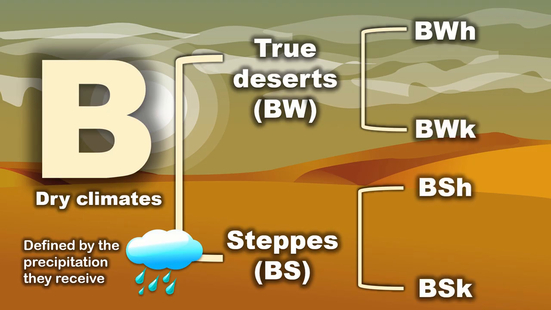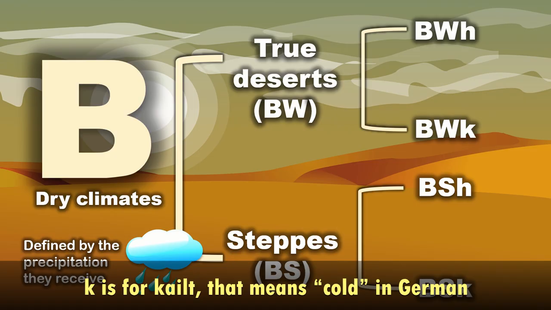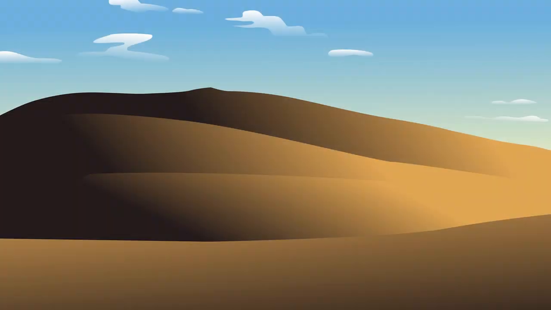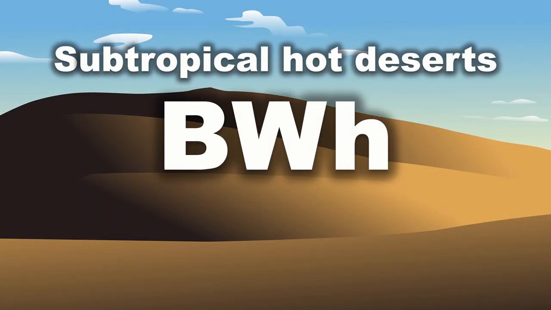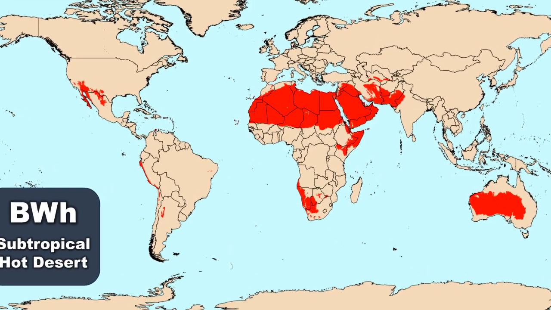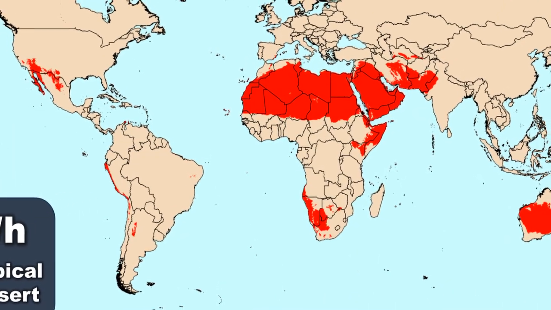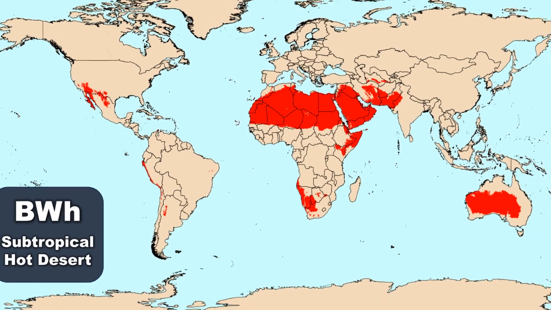Let's explore each one. Do you know that the H is for heiß, that means hot in German, where the K is for kalt, that means cold in German? First up are BWH, the subtropical hot deserts. These are the superstars of the dry world, including the mighty Sahara, which contains more desert area than the rest of the world combined. What creates these extreme environments?